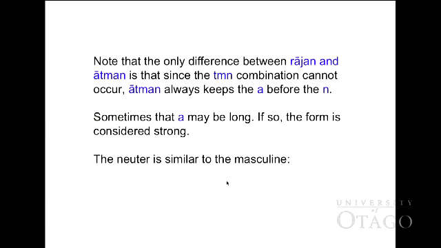Notice that the only difference between lashan and atman is that since the TMN combination cannot occur, we cannot read TMN. So atman always keeps the A before the N. Sometimes that may be wrong. If so, the form is considered strong. The neuter is similar to the masculine.